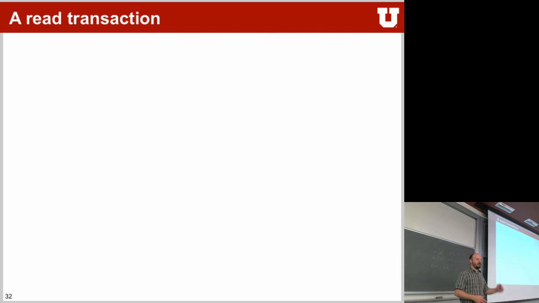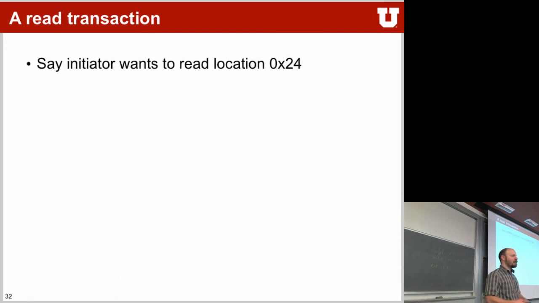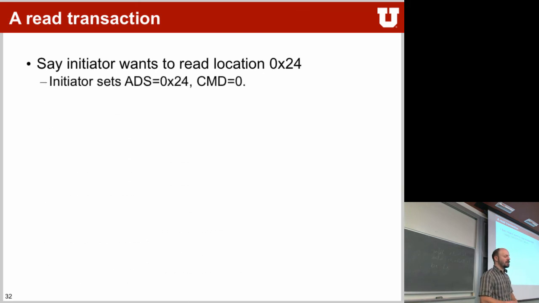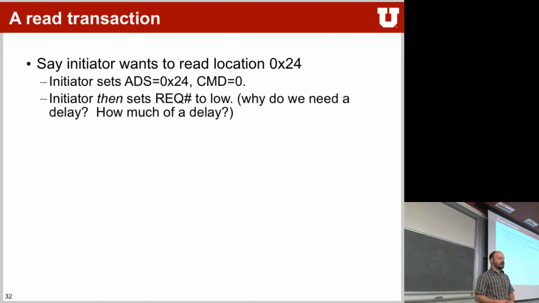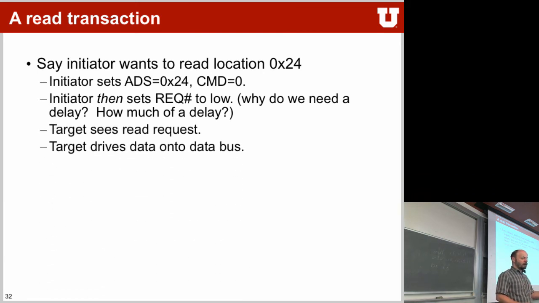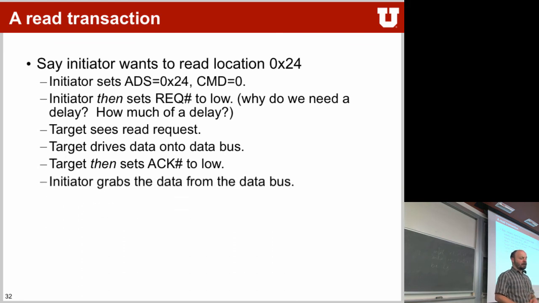So first we have a read from location 0x24. What happens is that the initiator sets the address to 0x24 and command to 0. Next, it sets the request to low, which indicates to the peripheral that there is a request now happening on the bus. The target sees that request, reads the address, sets the ACK to low, telling it, hey, I'm done. The initiator grabs the data from that bus.